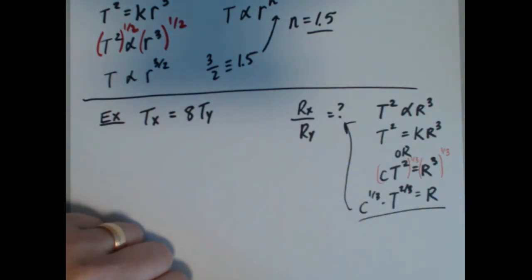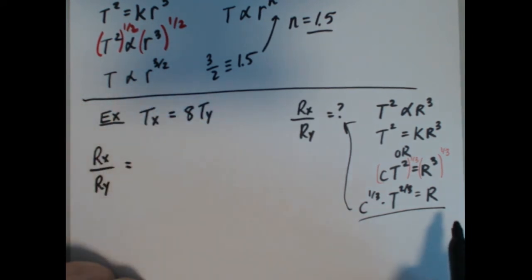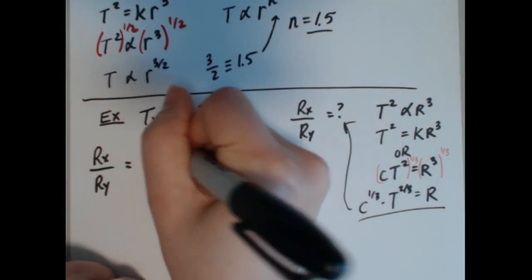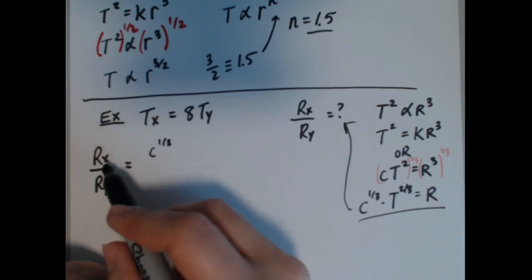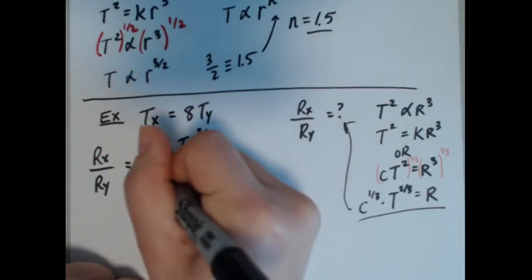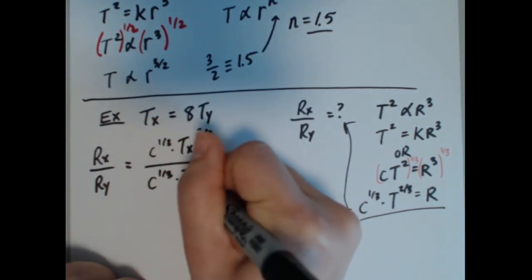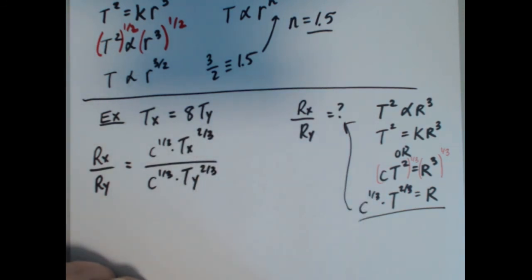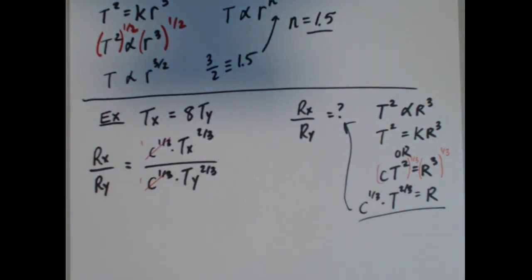We're going to be plugging these expressions in here. Okay, so we're looking for Rx over Ry. Okay, now I know R is equal to some constant to the 1/3, which will be the same for both, times the period to the power 2/3. So if it's Rx, it'll be Tx to the power 2 over 3, and over c to the 1 over 3 times Ty to the 2 over 3. Okay, so what I can see right away is that my constants are canceling, and so they are irrelevant. Okay, so those are gone.